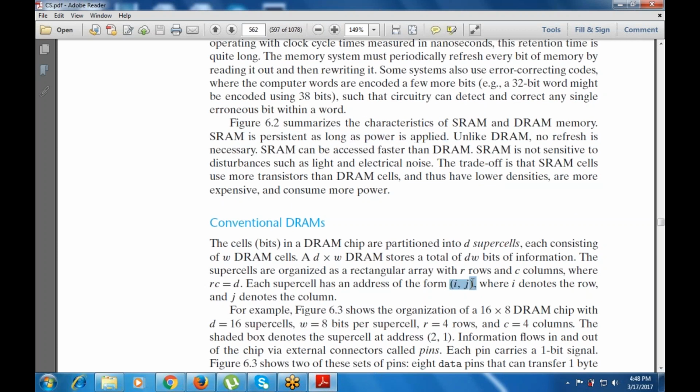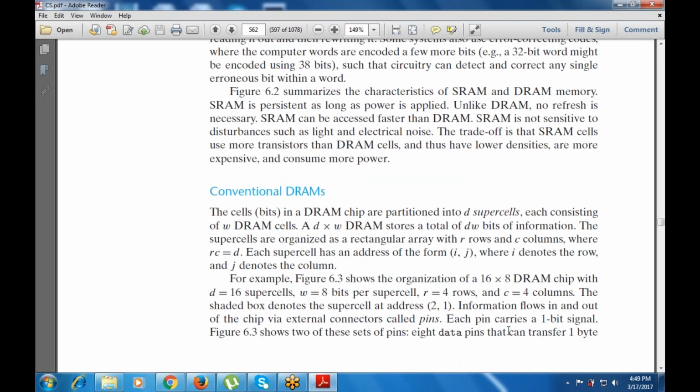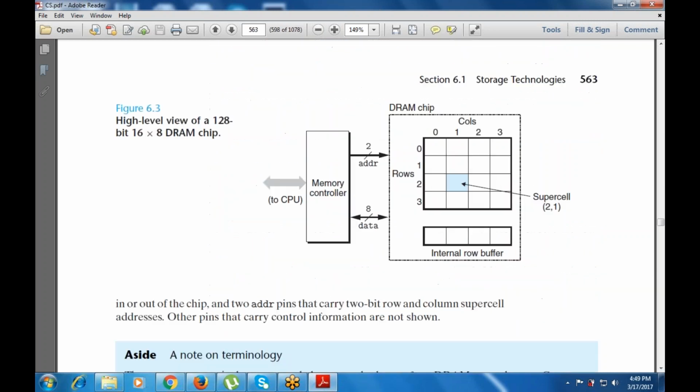Each supercell has an address of the form (i, j), where i denotes the row and j denotes the column. This figure shows the organization of a 16 by 8 DRAM chip with d equals 16 supercells, w equals 8 bits per supercell, r equals 4 rows, and c equals 4 columns, with a supercell shown at address (2, 1). The information that flows in and out of the chip goes through external connectors known as pins, each carrying a 1-bit signal.